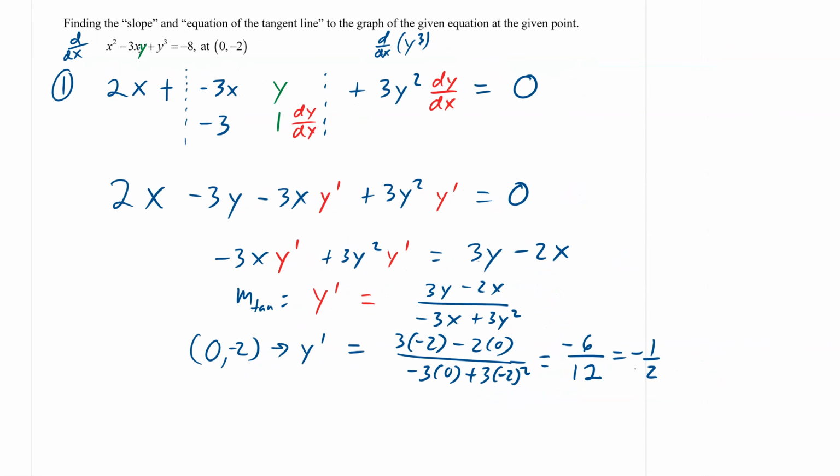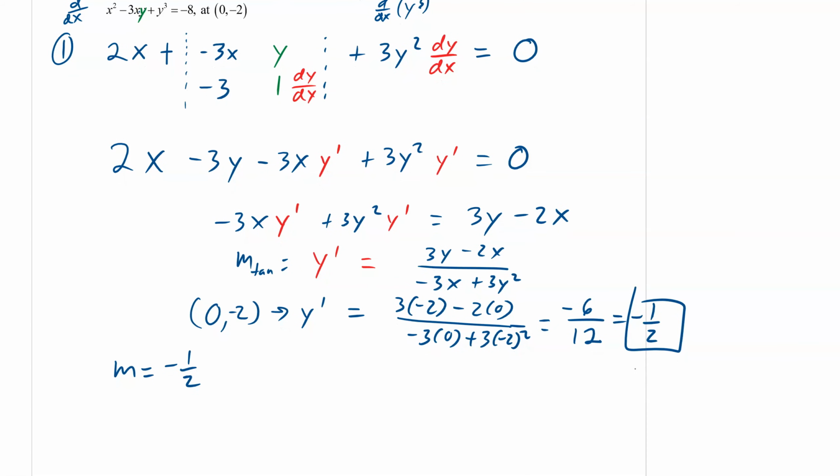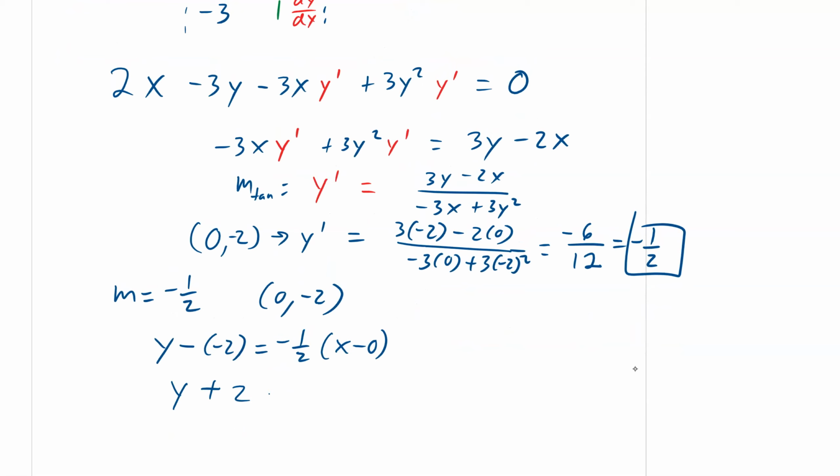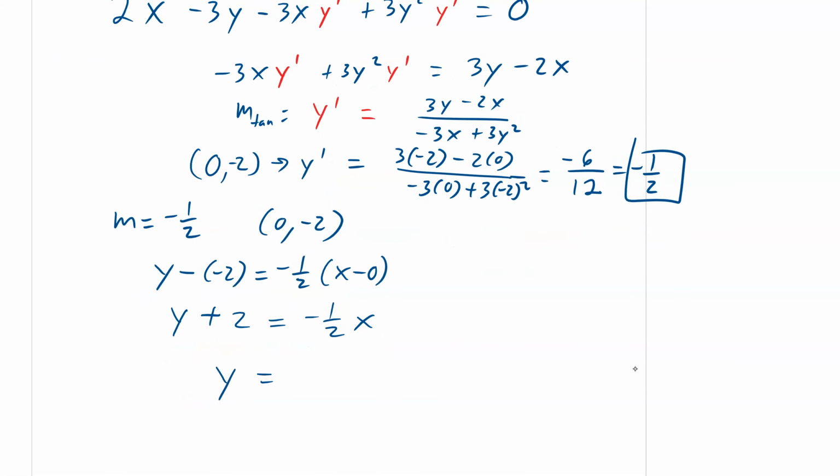So again, we have some curve. At 0, negative 2, we get negative 1/2. So the slope is negative 1/2. We can circle that as our first answer. That's the slope. And our point is 0, negative 2. So now if we plug it in, y minus negative 2 equals negative 1/2, x minus 0. And so we end up with y plus 2 equals negative 1/2 x. And so y equals negative 1/2 x minus 2.